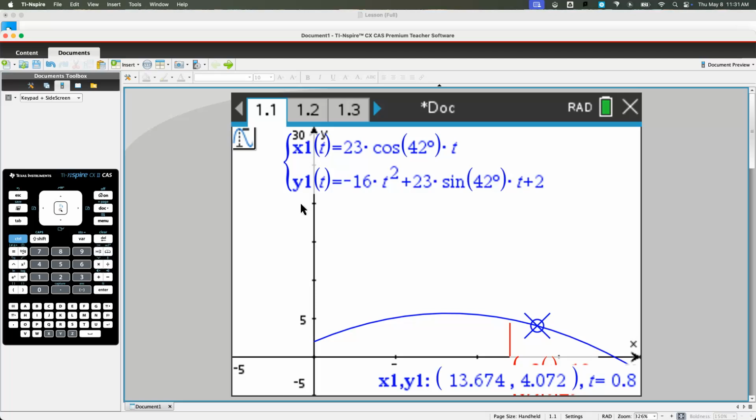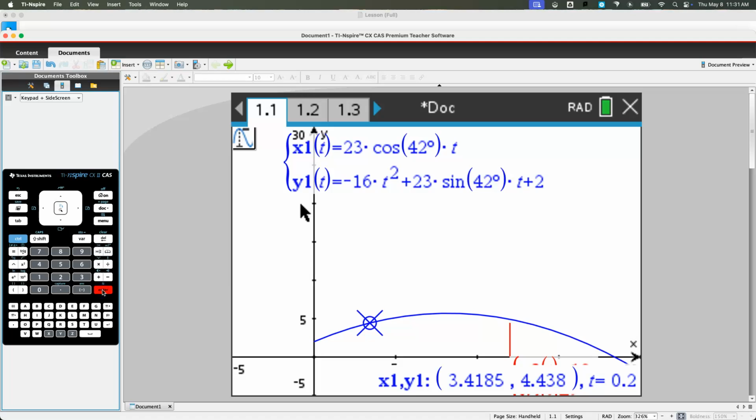The nice thing is once you're in the trace mode, you should be able to just type in 0.2 and then hit enter, and it'll take you right to 0.2. Or if you need to type in 0.8 again, just type in 0.8 and it jumps you right there. But you have to be in the trace mode in order to do that.